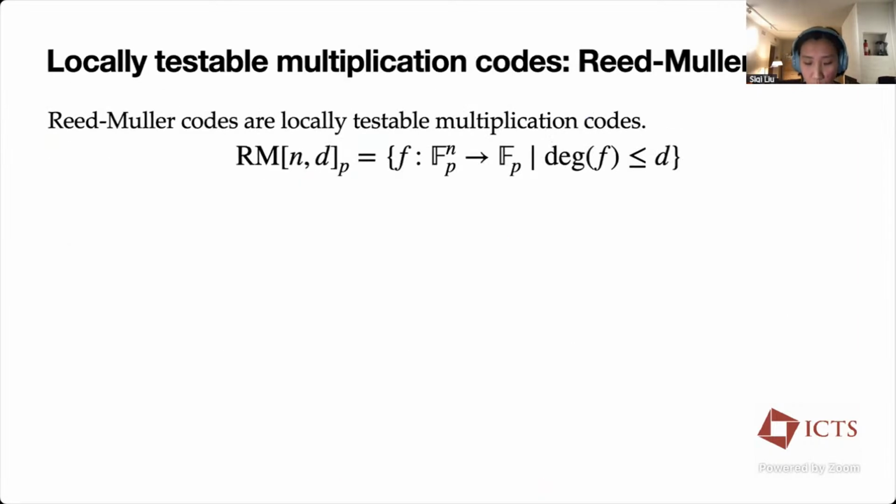So we actually already know examples of locally testable multiplication codes. It turns out that Reed-Muller codes are locally testable codes with the multiplication property. Let's quickly recall that a Reed-Muller code is just the evaluation of some low degree function on n variables. Here the notation n is the number of variables in the function, d is the degree bound, and p is the order of the field that we're considering.